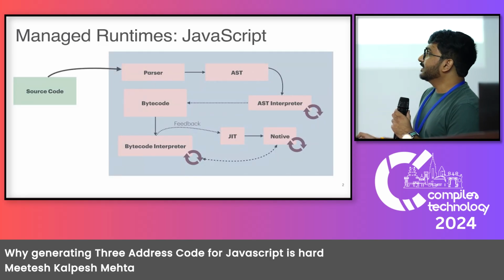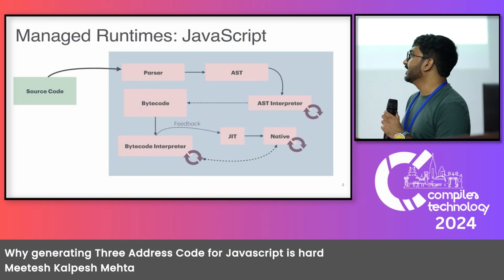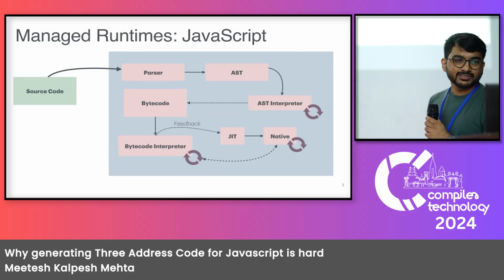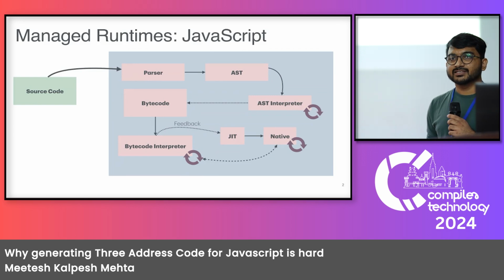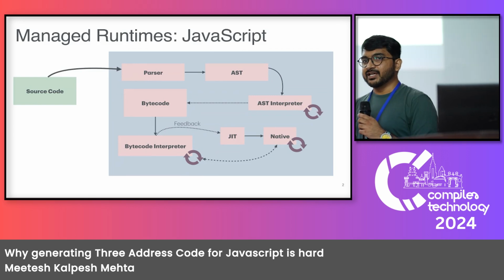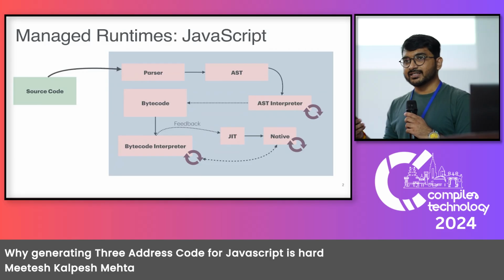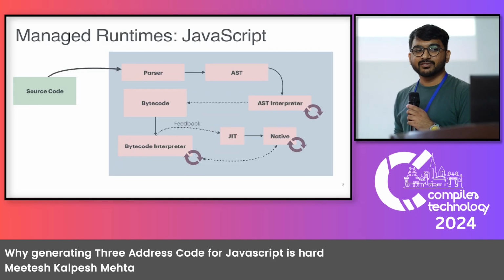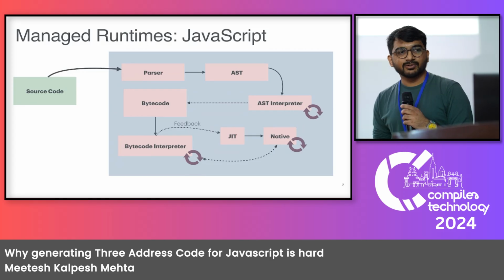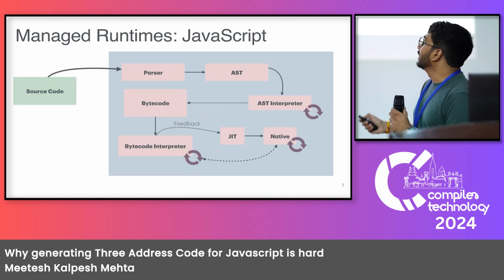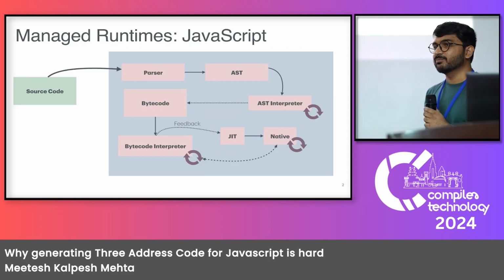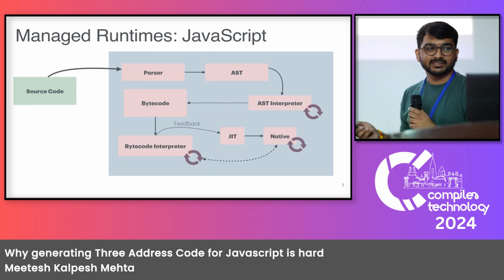So like any other managed system, like a virtual machine, we have source code that goes into the system. Then we have a parser, an AST. Some implementations like to interpret the AST. Over time, when things get popular, they get converted to bytecode. Eventually, this bytecode gets compiled to native code. So this is the traditional pipeline, and there is really not much different between these languages.